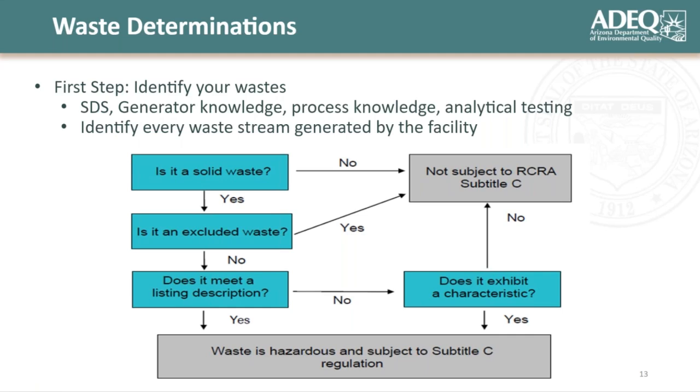Waste determinations can be made with safety data sheets and generator or process knowledge, and sometimes will require analytical testing. The 4 steps of a waste determination can be organized into a flowchart of questions. If at any point your answer directs you to not subject to RCRA, then your waste is not a hazardous waste.